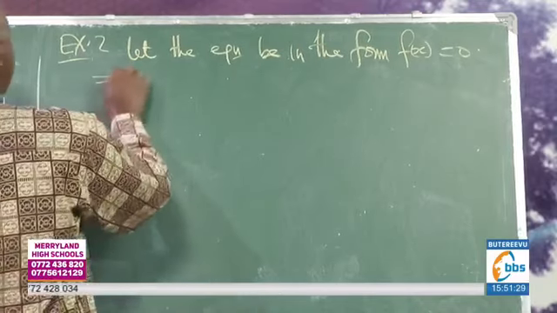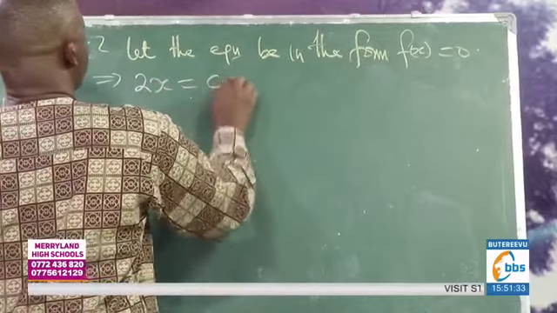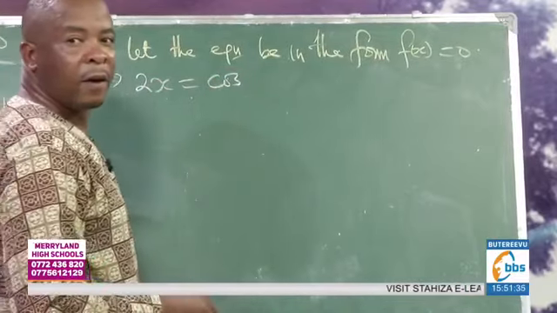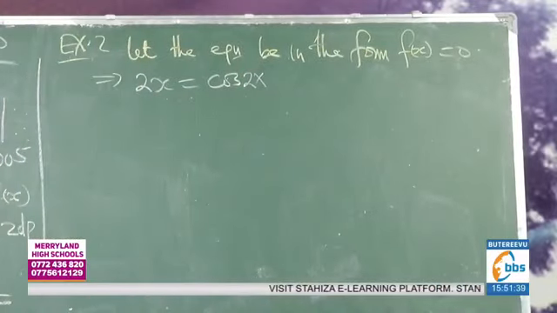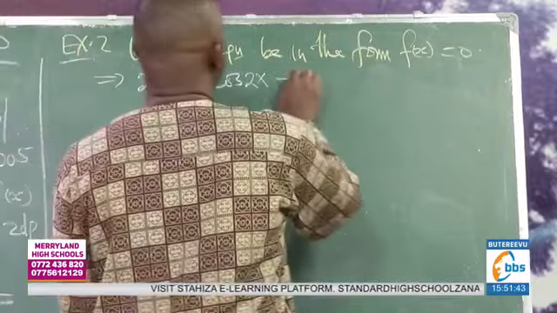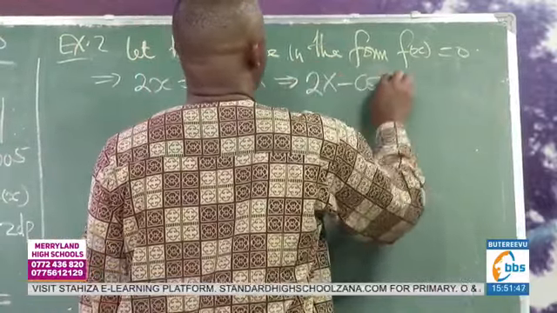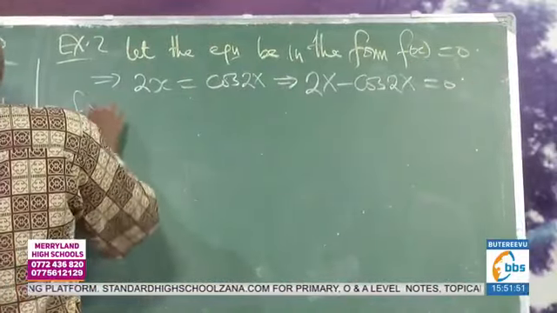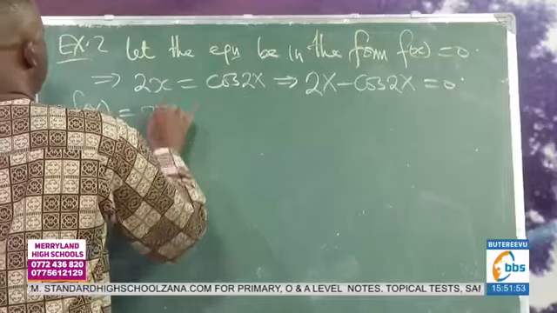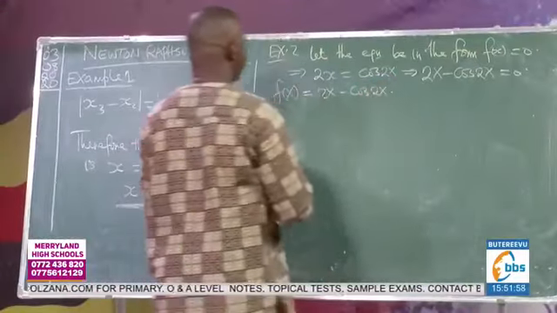This implies that from 2x being equal to the cosine of 2x, we will express it by taking one to the other side. It implies we shall say this is 2x minus the cos of 2x is equal to 0. So our f of x is 2x minus the cos of 2x.